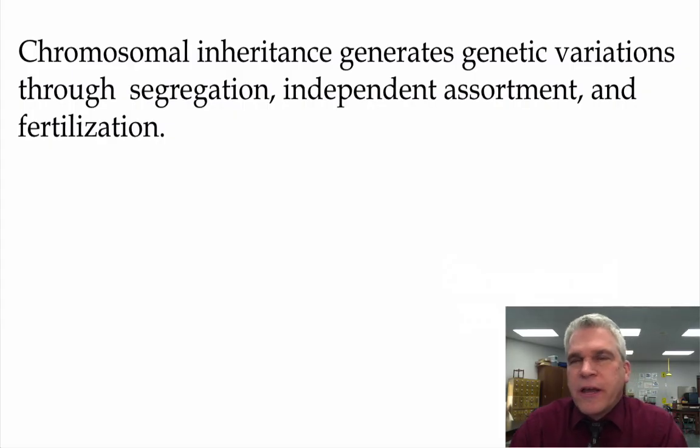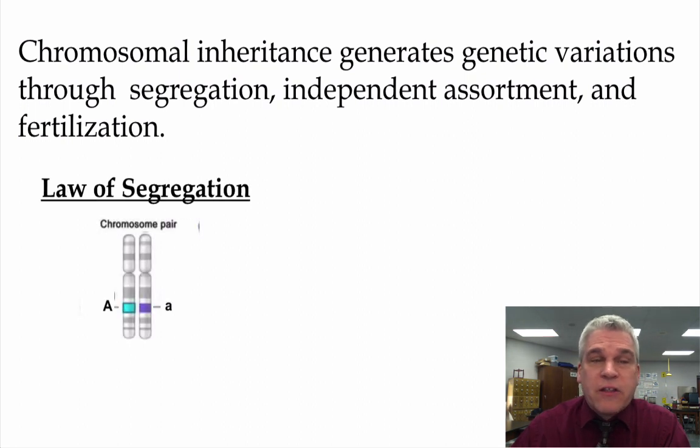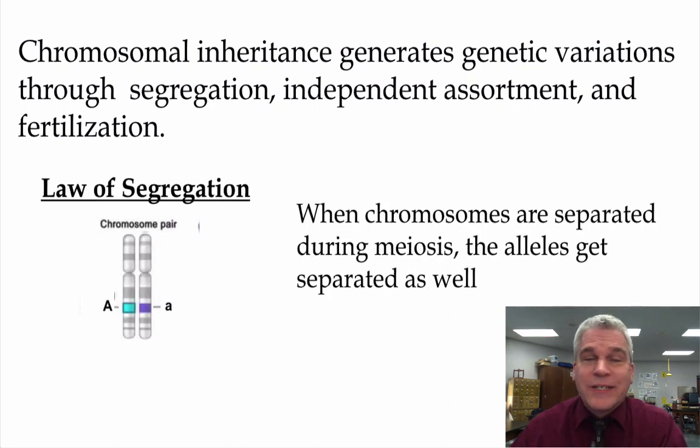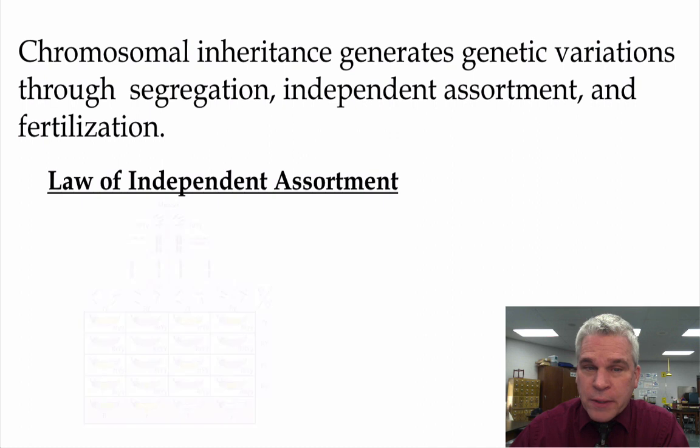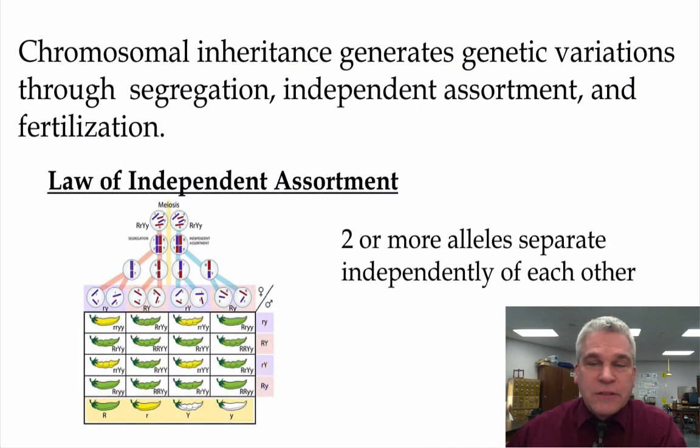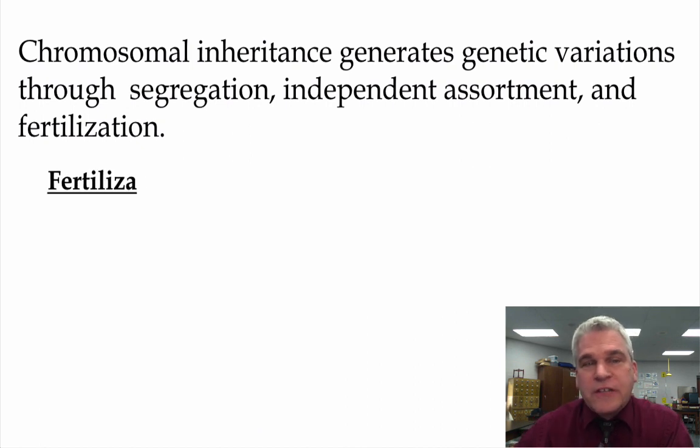This idea of chromosomal inheritance actually generates genetic variations through three different processes: segregation, independent assortment, and fertilization. We've already talked about the first two. Remember that the law of segregation states that when chromosomes are separated during meiosis, the alleles will get separated as well. So the offspring is only going to get one of those two alleles, which one they get is totally by chance. Independent assortment says that two or more alleles separate independently of one another. So these two alleles for a particular trait, they're not going to stick together, usually because they are found on different chromosomes. The third one, though, is fertilization.